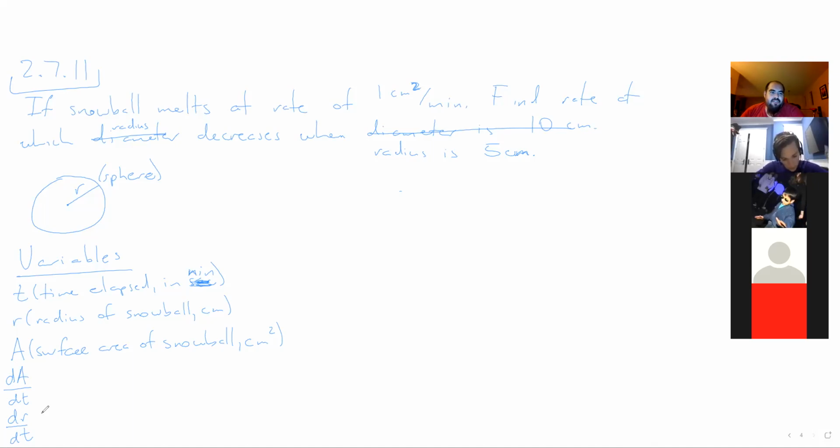All right, so I got my variables. I got a crude diagram, but maybe that's all I need of the situation. So what can I do from there? I'd want to fill out the rate which we're given. Which rate are we given, dA/dt or dr/dt? dr/dt. No, we're actually given dA/dt. Oh, okay, my bad. So dr/dt is the one I want, and dA/dt is -1 centimeter squared per minute.